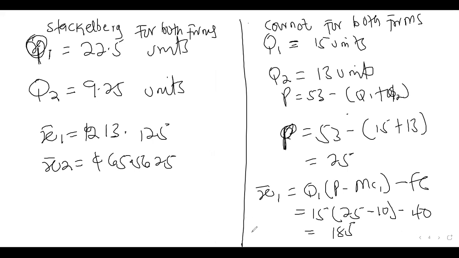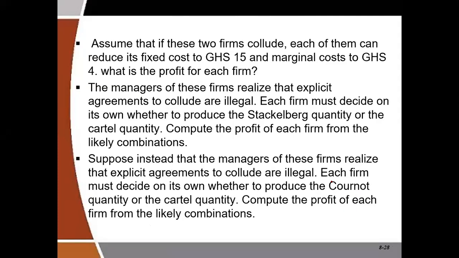Now let's go back to the question and look at its requirement again. Part C says that assume that if these two firms collude, each of them can reduce its fixed cost to 15 and marginal cost to 4. Remember, when I was teaching you collusion, I think that was the last video in my series on oligopoly, I said that once they collude, each of them will have common fixed cost and common marginal cost, because they are sharing industry output equally.